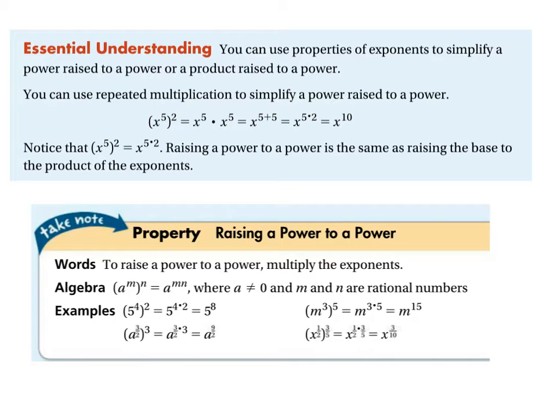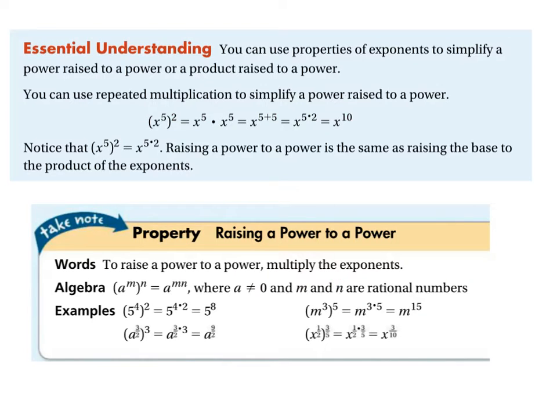To raise a power to a power, this is the property down here. Multiply the exponents. A to the m as a base, multiplied together n times, or a to the m raised to the n, you get the two exponents multiplied: a to the m times n. We're not going to use the base of 0, and we're always talking about having rational numbers for our exponents.